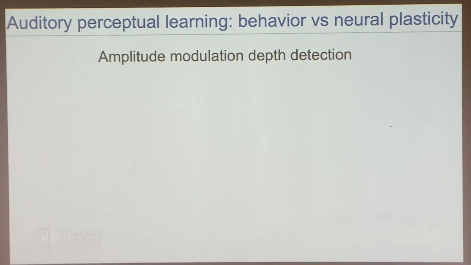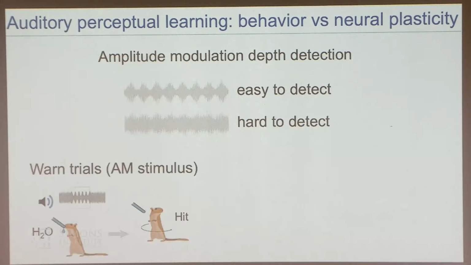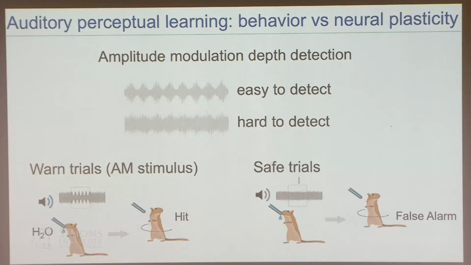So it sounds like this. Super easy. Much harder. And so we work on rodents, gerbils, and we trained them to do a task in which they had to release a lick spout that they were obtaining water from whenever they heard a warn trial. That was the amplitude modulated stimulus. If they did, it was a hit.